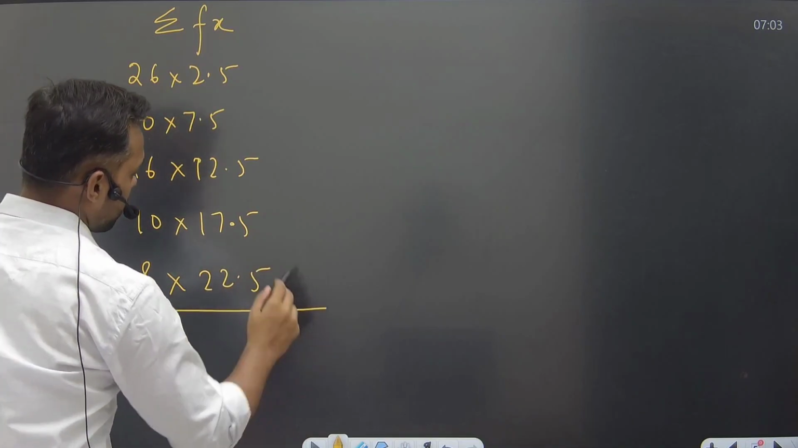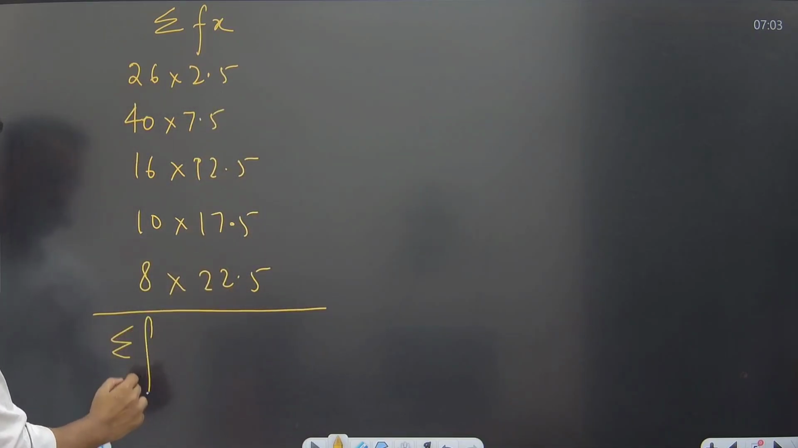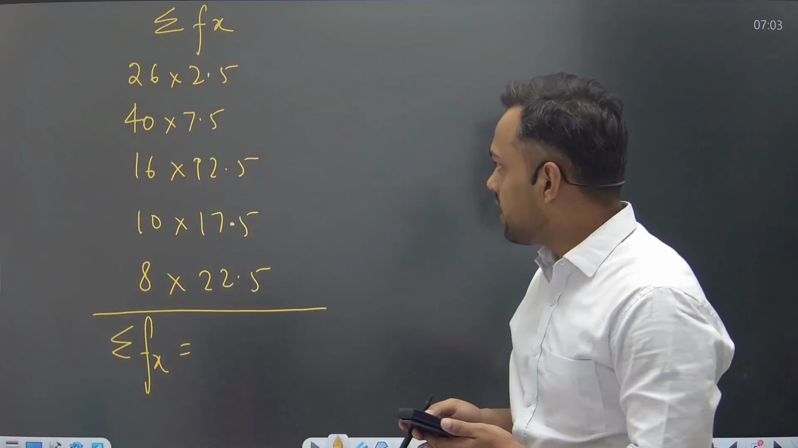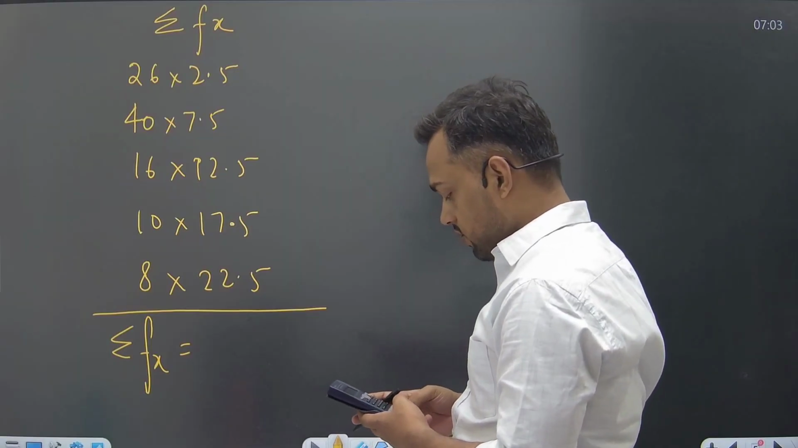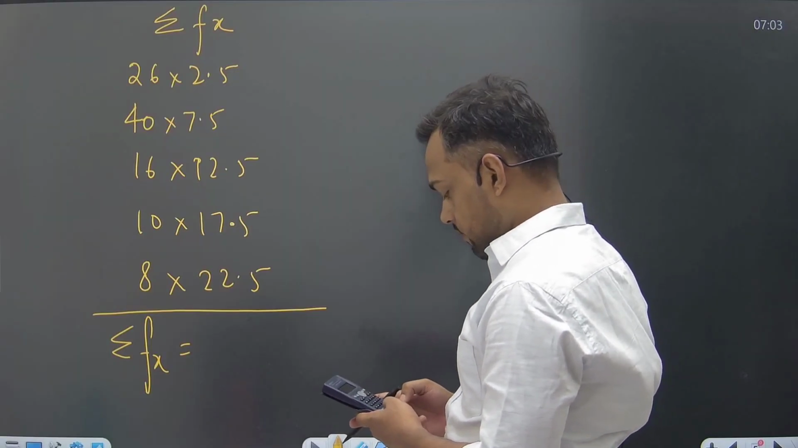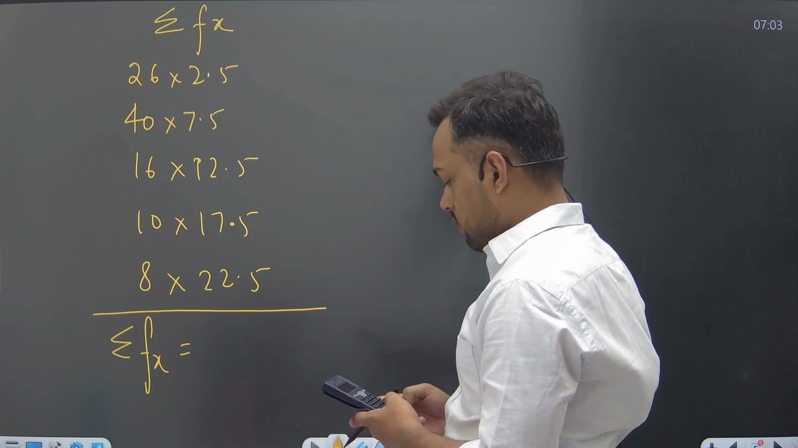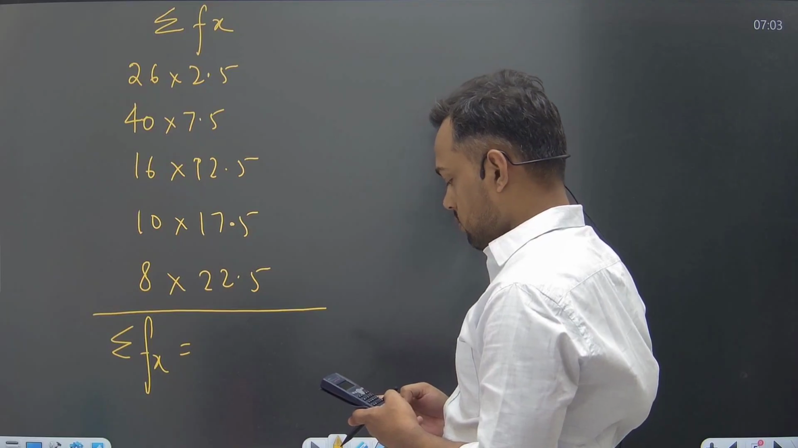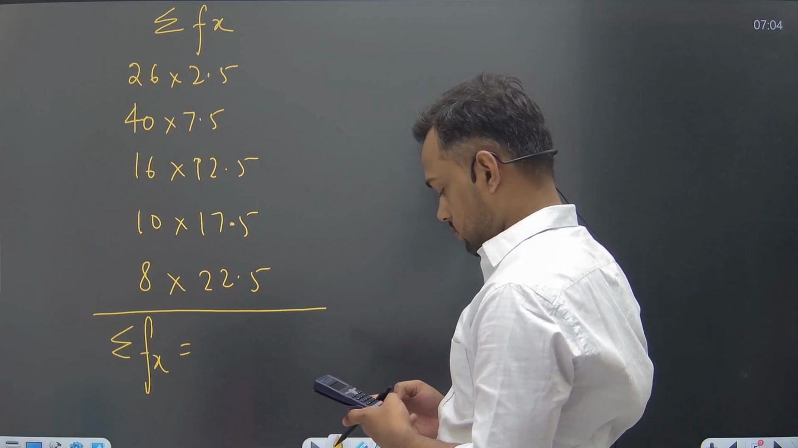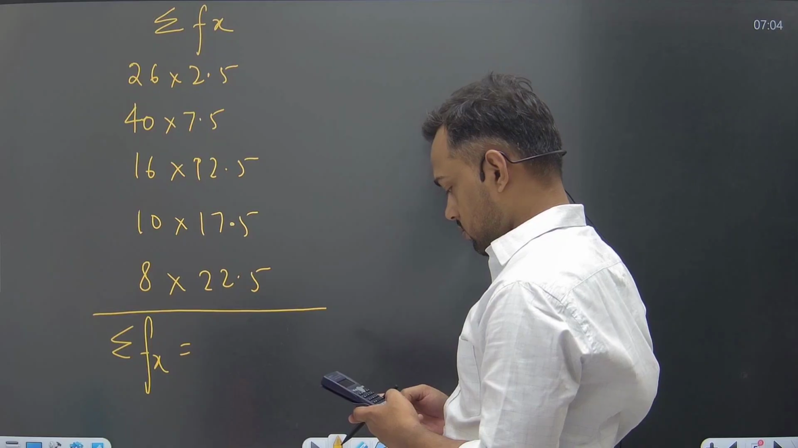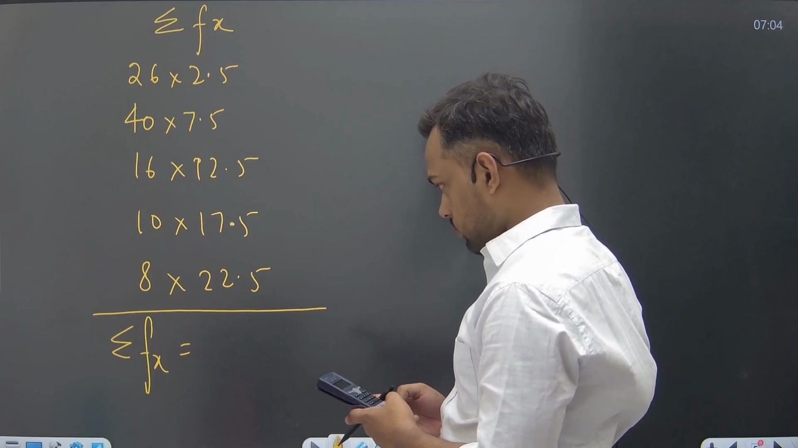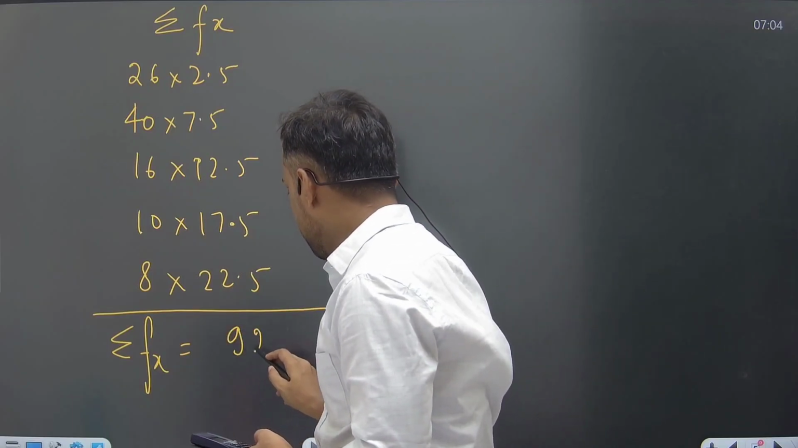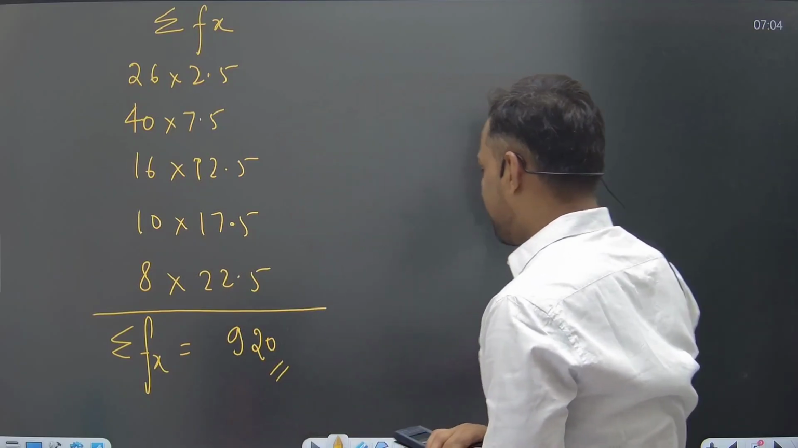Okay, you need to calculate the sum of this particular data, that is sigma of fx. So we'll be calculating it with the help of a calculator. 26 cross 2.5 plus 40 cross 7.5, and so on, that is equal to, student, 920. Okay, this is our sigma of fx.